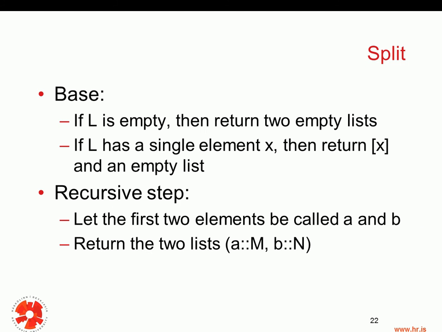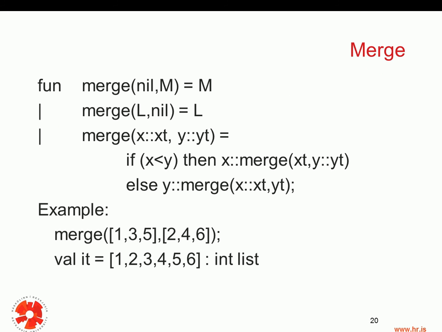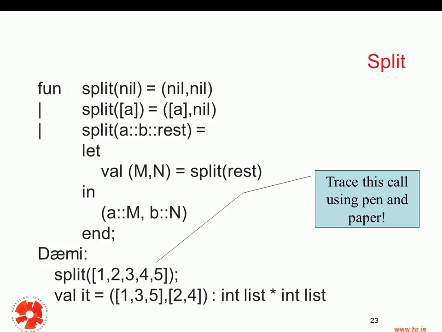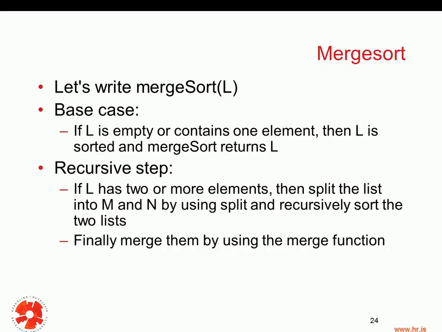So what have we done? We have looked at the merge function, we have looked at the split function, and we have actually traced both of them. And then finally, let's write the main program, the merge sort program. So it is definitely a sorting routine that we are implementing. So merge sort takes a list which is unsorted and returns a sorted version of it. So what is the base case? If L is empty, or contains one element, then L is obviously sorted, and merge sort just returns the list.